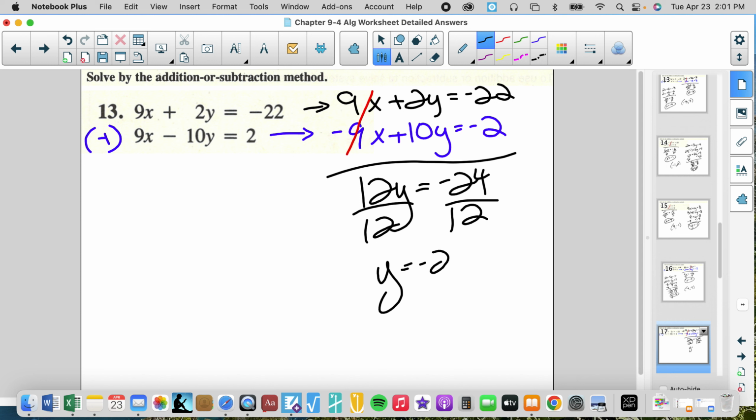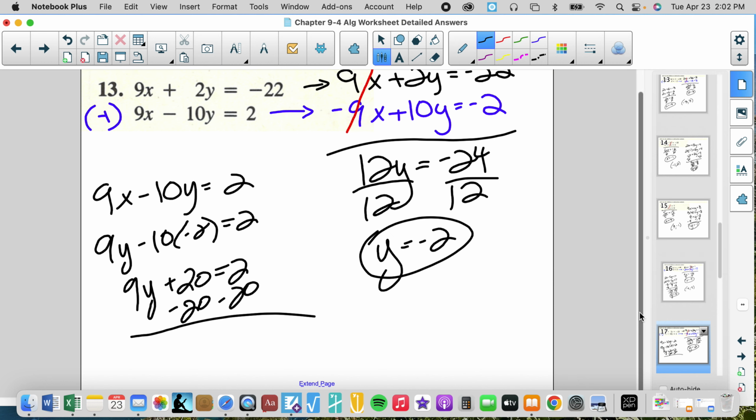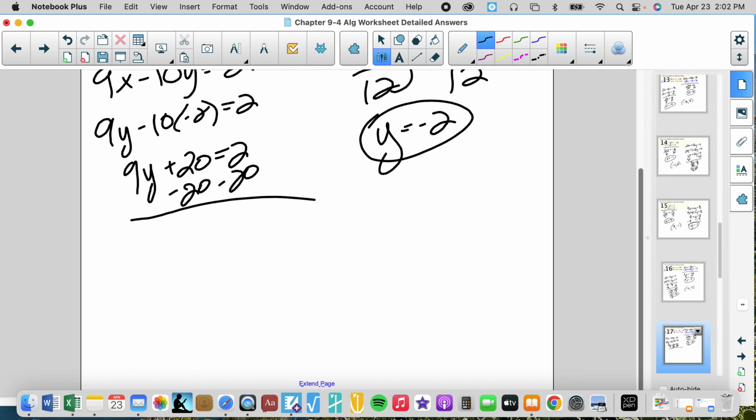Y equals -2. And let's take 9x minus 10y equals 2. We're going to plug in -2 for y. 9x plus 20 equals 2. Minus 20, minus 20. That will give us 9x equals -18. Divide by 9, divide by 9. X equals -2.